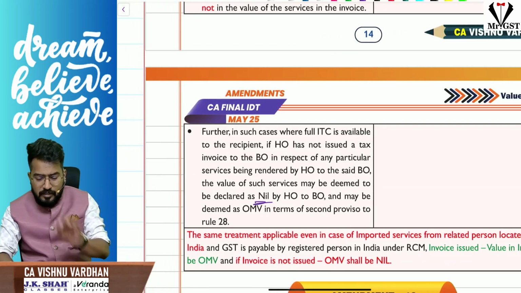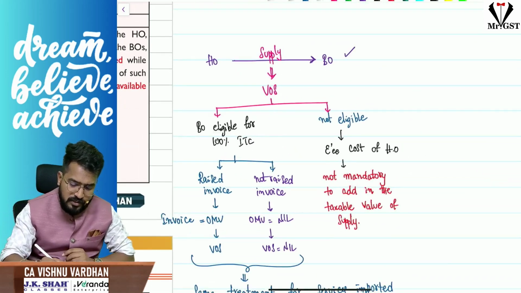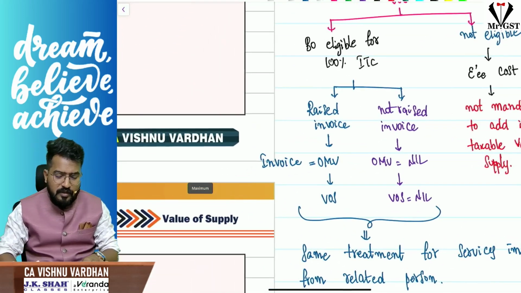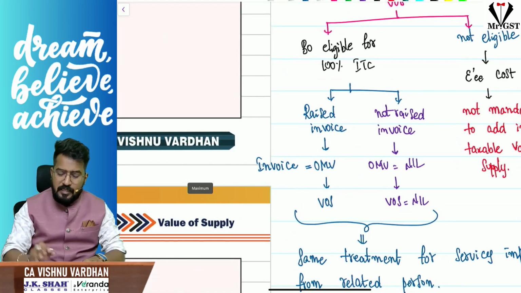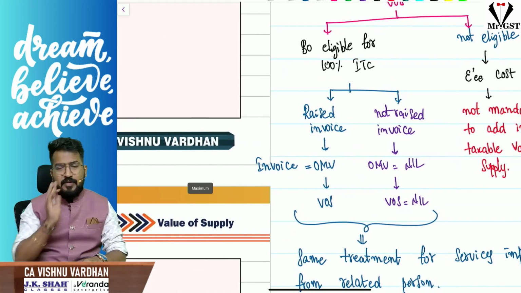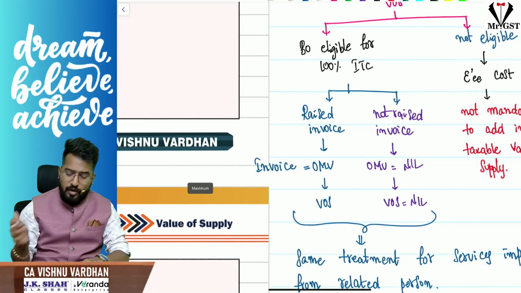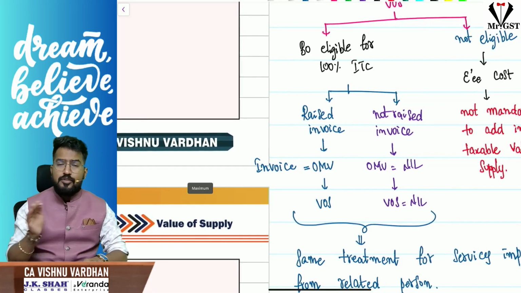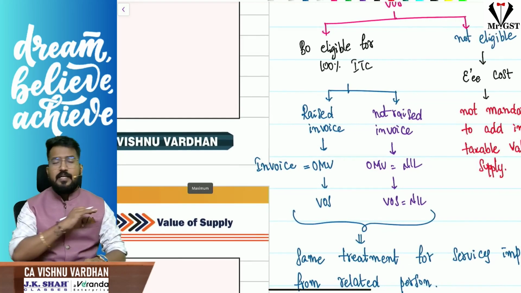Nil. That means, understand, sir, head office is providing services to branch office, and in such cases, for the value of supply, if 100% ITC is eligible for the recipient, the branch office, then if the invoice is raised, that itself will be taken as open market value. If not raised, open market value will be taken as nil. On that, GST will be paid. Clear? So whether the cost of employees of the head office is included or not, it doesn't matter.